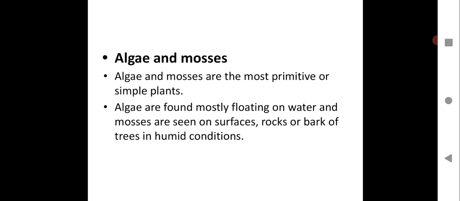You must have seen greenery on the wet walls on the roadside. You must have seen that. All that wet surfaces, you see some greeneries. So those are the mosses. And algae, they float on the still water. You must have seen on the lakes, on the ponds, all the greenery spread on the surface of the water. Those are algae, and they are naturally grown.